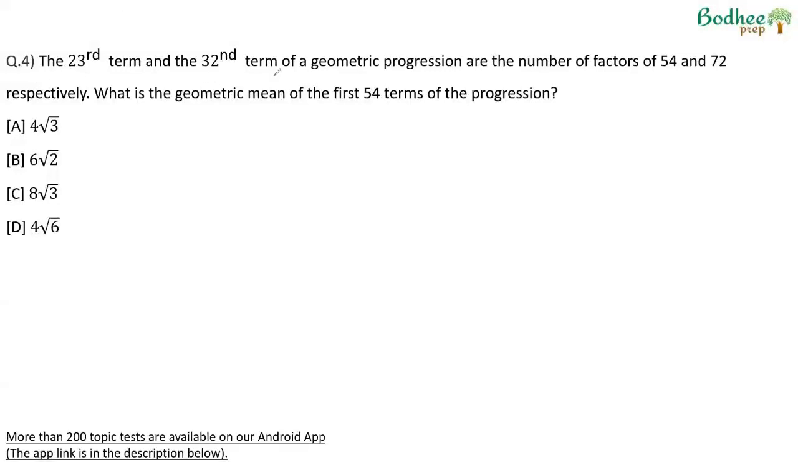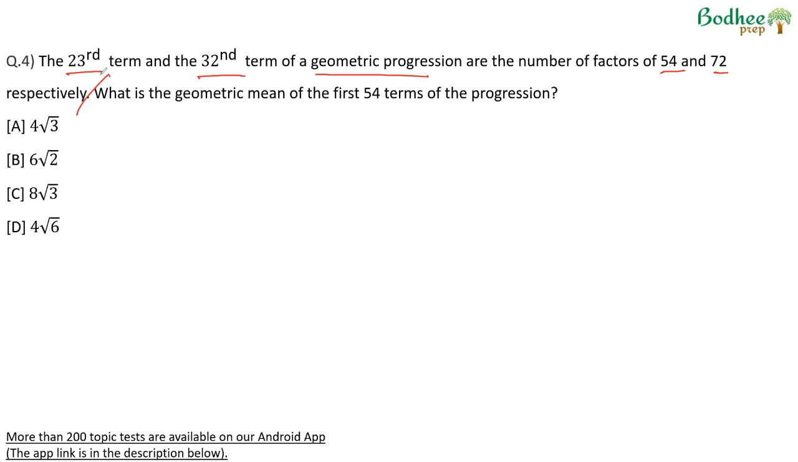The 23rd term and 32nd term of a geometric progression are the number of factors of 54 and 72 respectively. What is the geometric mean of the first 54 terms of the progression? 23 plus 32 is 55. 54 plus 1 is 55.